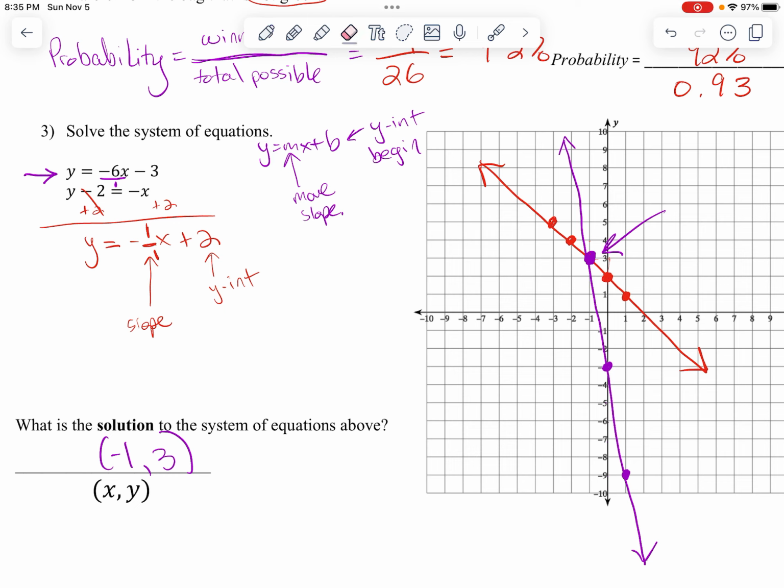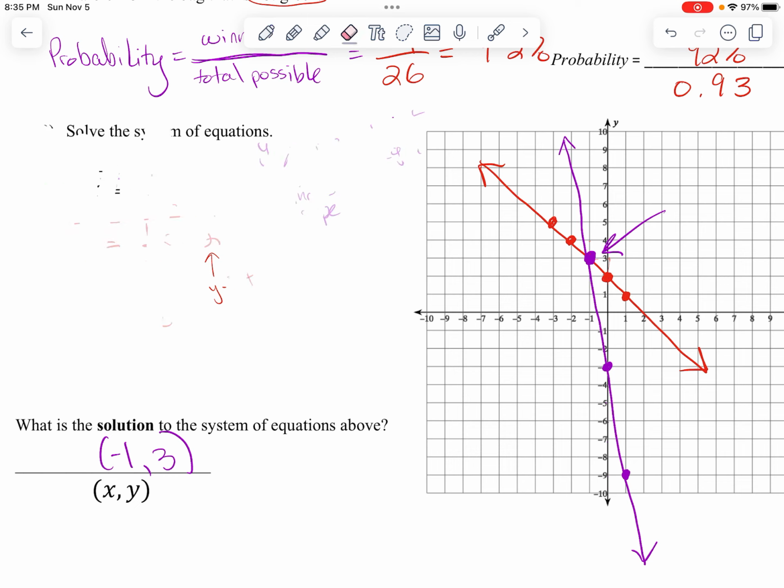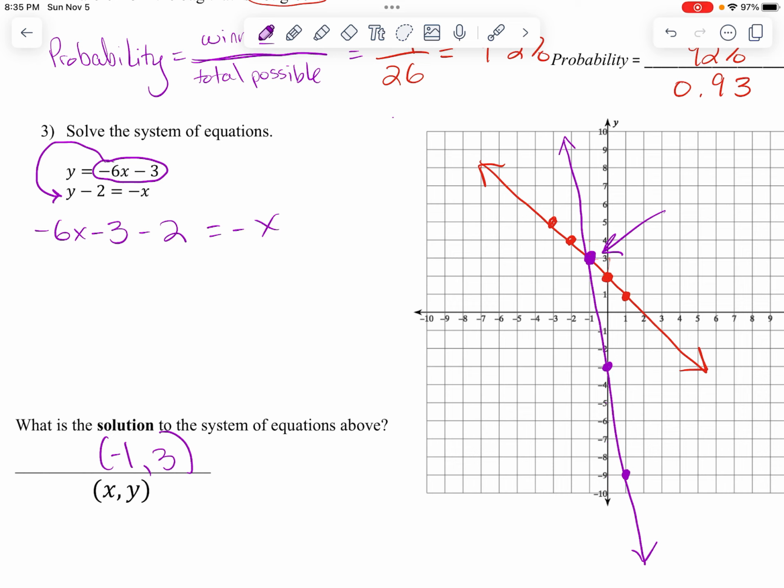Now, if we wanted to solve the system of equations algebraically, we can use substitution. We know that y equals this stuff right here. So what we can do is we can replace y in the second equation. So let's just rewrite that second equation, but instead substitute a -6x minus 3 for that y value. Minus 2 equals a -x. So now we can go ahead and combine our like terms here. So we've got a -6x minus 5 equals a -x.